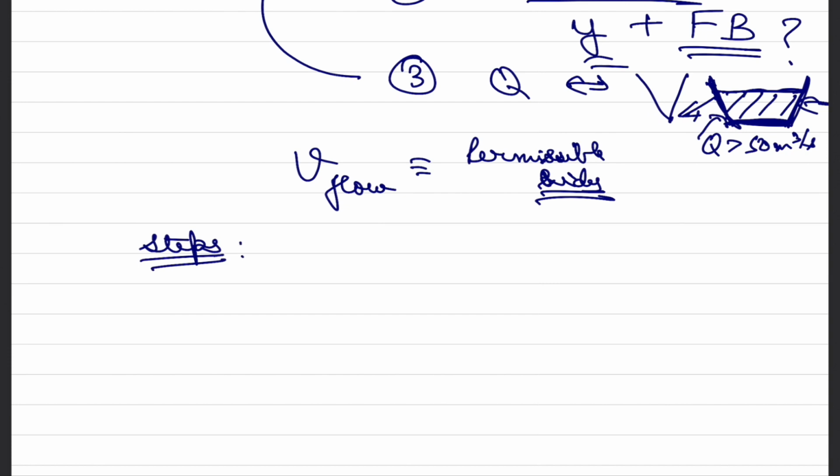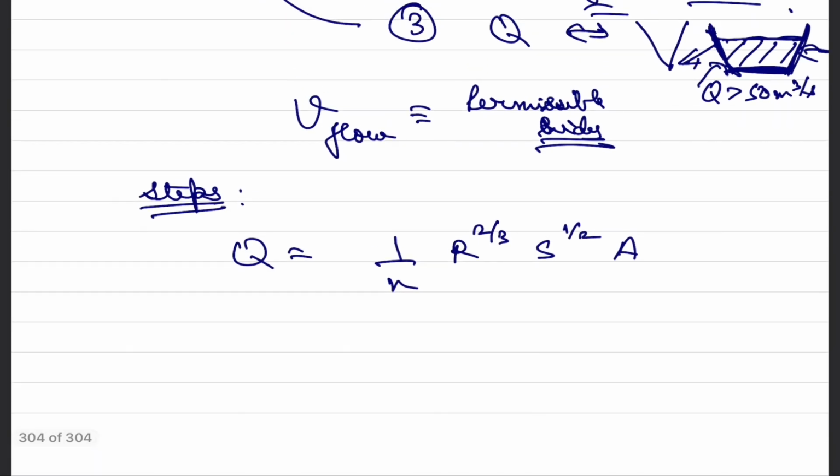We learned that in case of uniform flow, our Q is equal to 1 by n, R to the power 2 by 3, S to the power 1 by 2, A, and this is Manning's formula. If we bring all the geometrical terms on one side and keep the given information on the other side, we can write this as A R to the power 2 by 3 into A should be equal to n into Q divided by S to the power 1 by 2.